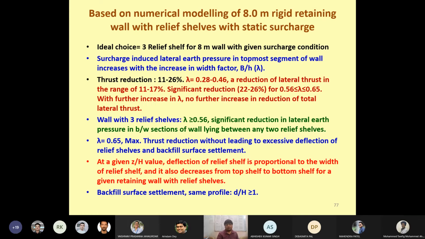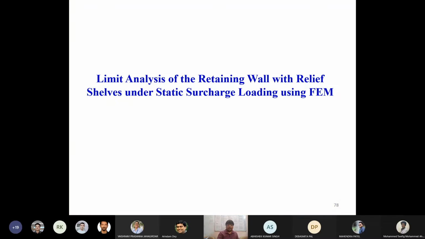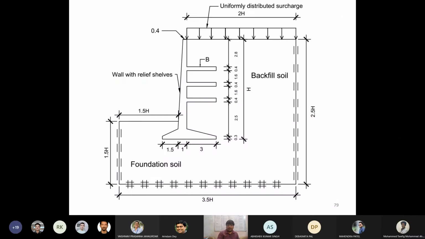Okay. Now, all these points, we have summed up what kind of ranges we have used and what percentage of earth pressure reduction we have noted down. I have already shown you that, that's why I'm not skipping this part. Okay. Now, another important thing is that this is my post-PhD work where I have conducted some limit analysis for this kind of wall, which is subjected to some static surcharge loading.